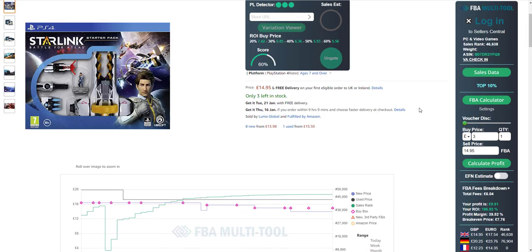The other thing is how many people are on the item. If there's like 100 people on the item and you're only seeing like 5 drops in rank, again, I would leave it. There's too much competition on that item for just 5 sales, okay?